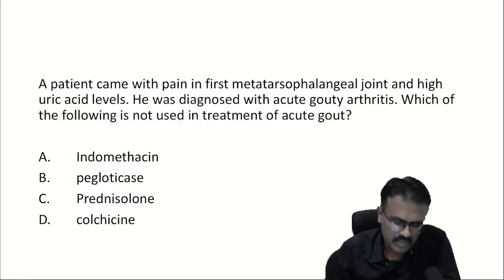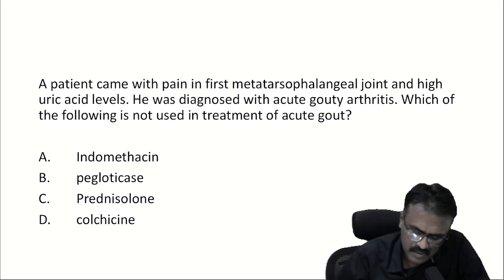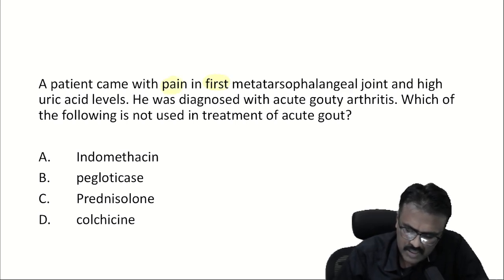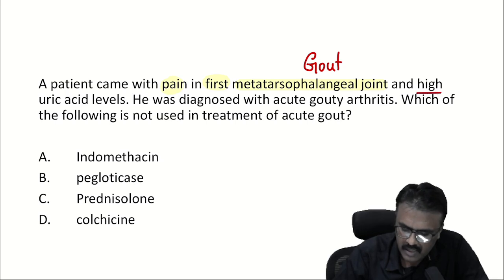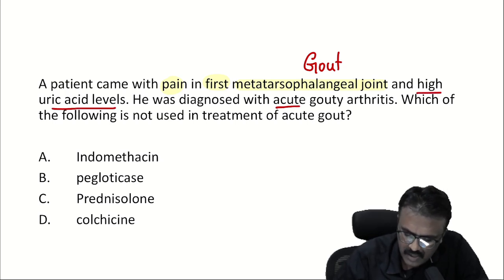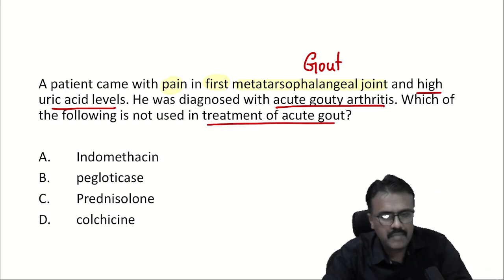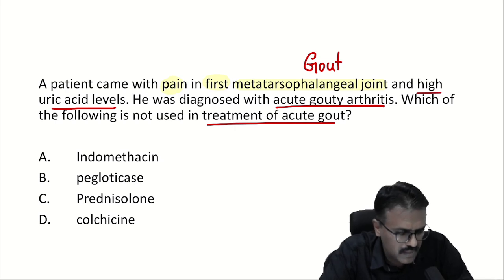Then coming to the next question. A patient came with pain in the first metatarsophalangeal joint. Whenever they give first metatarsophalangeal joint, I will go with the diagnosis of gout in my mind first. And next, the patient has a high uric acid level. He was diagnosed with acute gouty arthritis. Which of the following is not used in the treatment of acute gout? So I am giving you the time to answer this. Please answer.